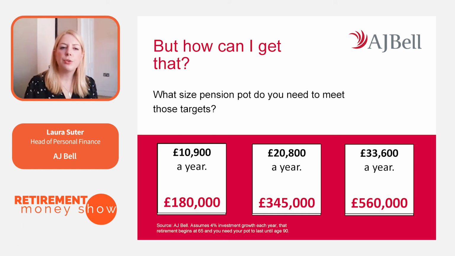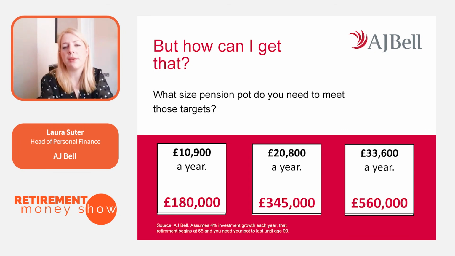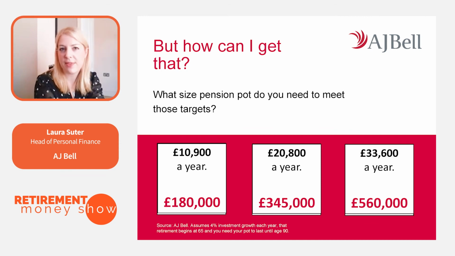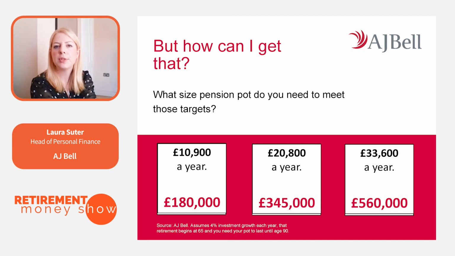I've assumed that your retirement starts at the age of 65 and that you need that pot to last until 90. That's obviously not a perfect science. Some people will live beyond that. Some people want to start their retirement early, but for the purposes of this example, I've looked at that. And I've looked at you having a retirement pot that generates 4% investment growth each year that you keep invested once you're retired, and generates an income, and how long it takes for that pot to run out. So I'm running that pot until age 90. So for the essentials, £11,000 income a year, you would need about a £180,000 pension pot by the time you come to retire at 65.